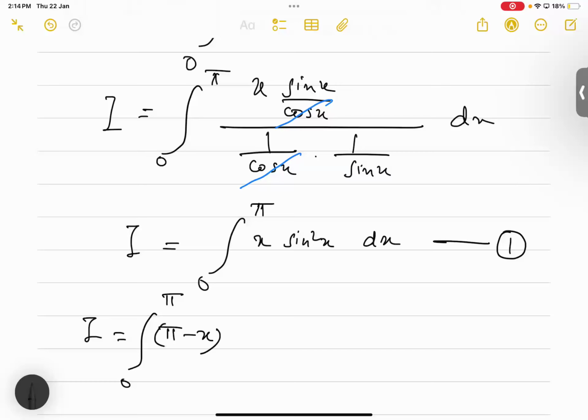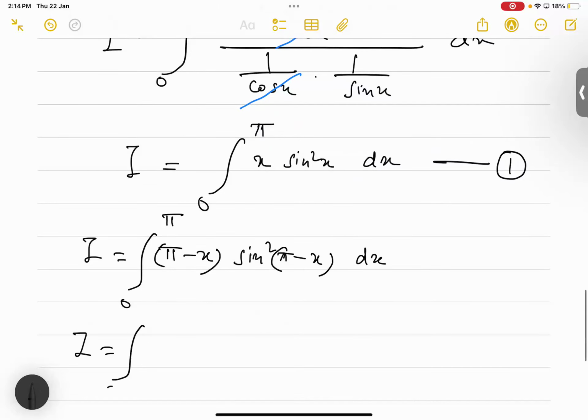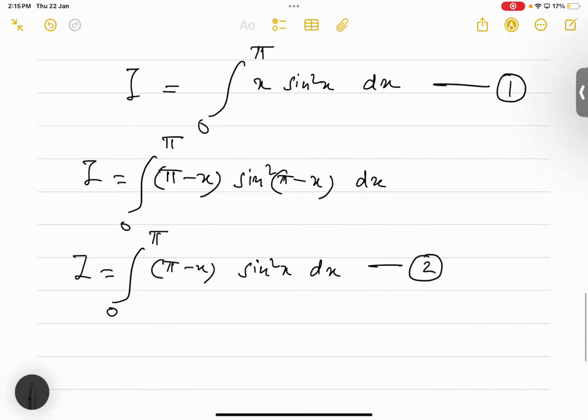So after application of the property, I'll get something like this. Guys, what is sin pi minus x? So what is sin square pi minus x? What is cos pi minus x? Minus cos x. And what is cos square pi minus x? Cos square x. The minus will go away, as there is a square. Right? Equation number 2, x minus x.